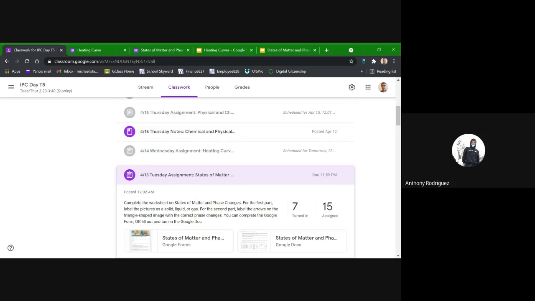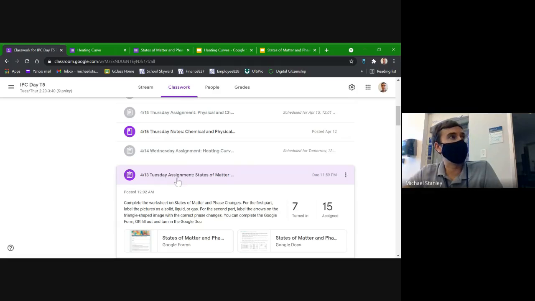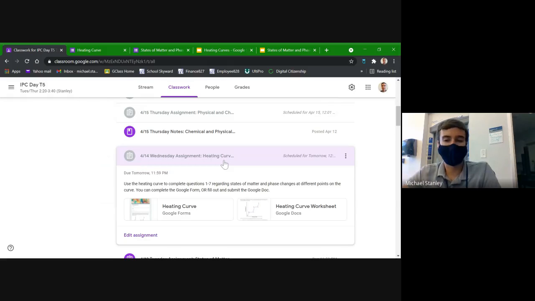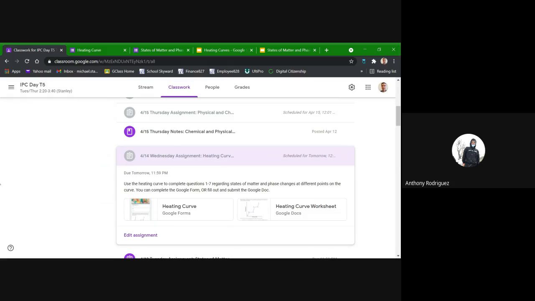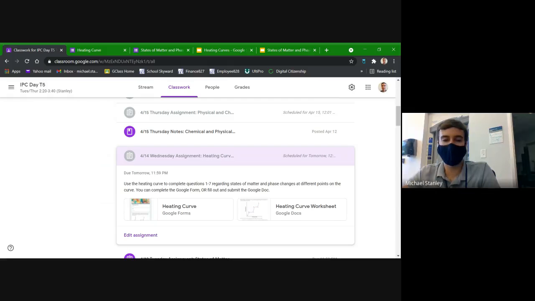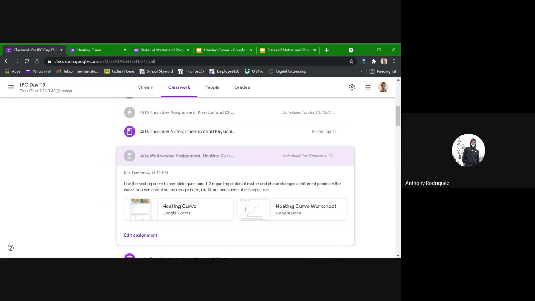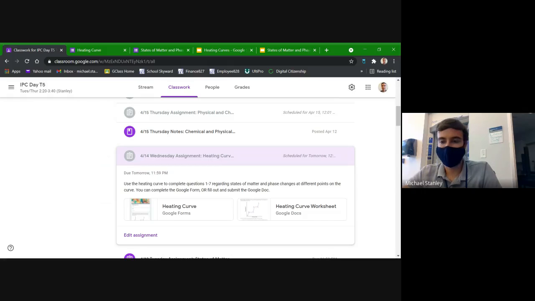And so the only thing we need to do today is the assignment state of matter thing. Yeah, the 4/13 Tuesday assignment, states of matter. That's today's homework. And then the only thing you need to do tomorrow is that heating curve homework. Oh, okay. And then that's going to show up at 12, right? Yep, that'll show up at midnight tomorrow morning. All right, those are my only questions. Thank you. No worries.